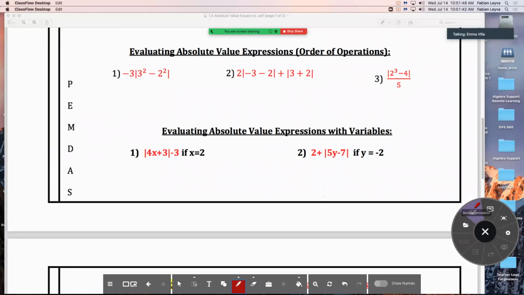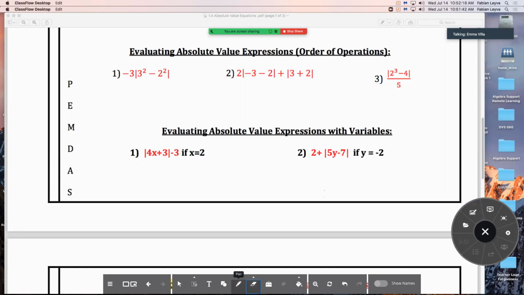So let's start with evaluating expressions first, and then we'll move on to equations, and there are little tricky things that I want you to watch out for. Keep in mind that we are evaluating expressions, and we learned that expressions are just numbers that express a value. If you look at number 1, this is -3 times the absolute value of 3 squared minus 2 squared. You need to figure out what all this equals. What is all that string of numbers and operations expressing?